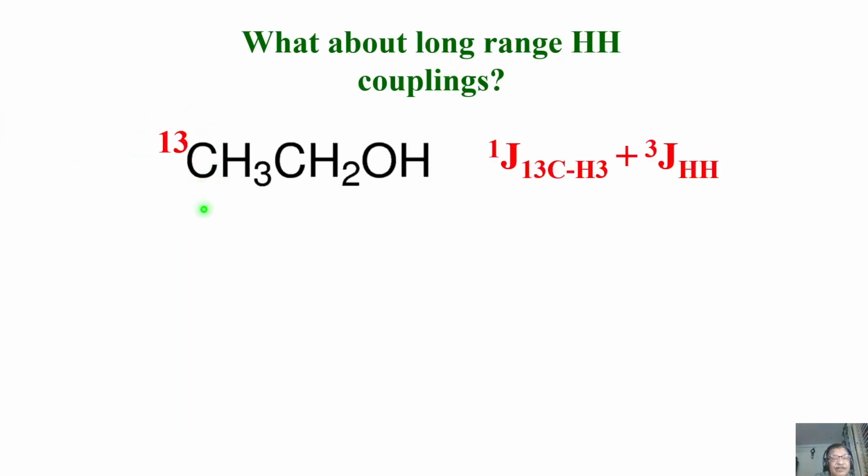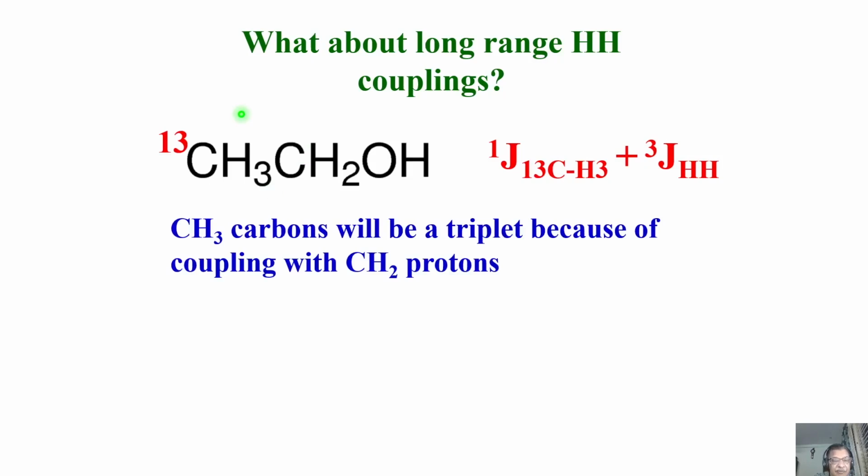Now, if I look at this carbon 13 isotope, we got carbon 13 proton couplings here, which was a quartet. But at the same time, these two protons are also coupled to this. As a consequence, the carbon 13 spectrum is going to be a triplet because of the CH2 protons. The CH3 carbon will be a triplet because of the CH2 protons.